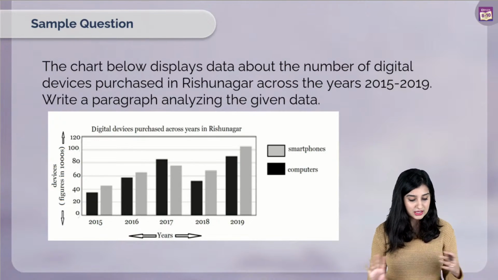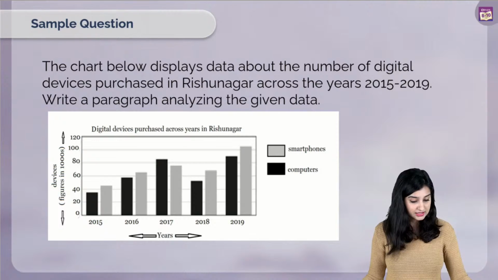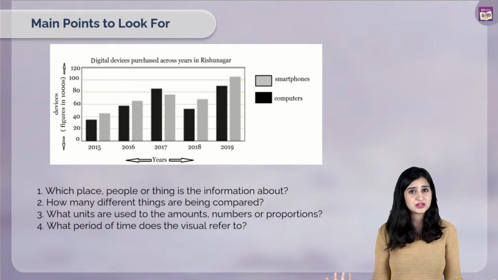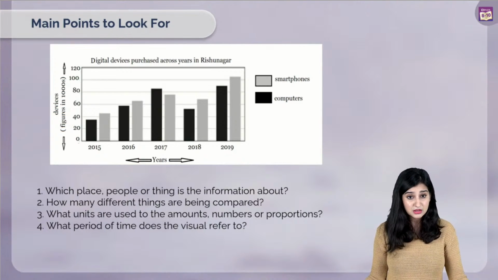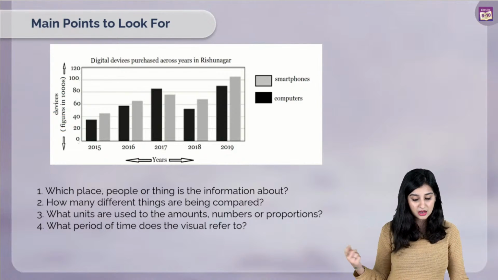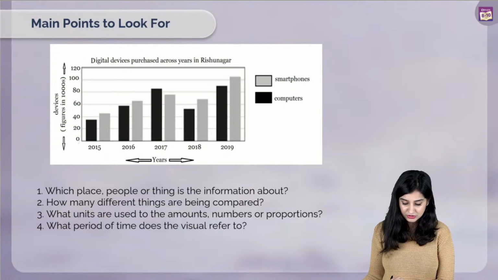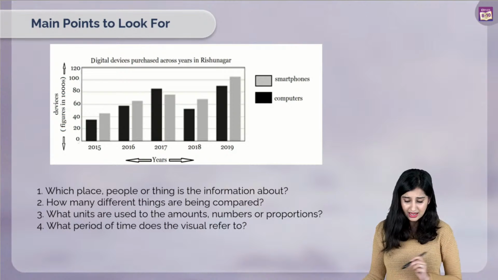So here we'll just quickly look at the bar graph and see what kind of information we need to keep our eyes out for. The first thing we'll see is which place, people or thing the information is about. What exactly is the point of the graph, why was the graph made, how many different things are being compared, so how many different elements are in the graph. Then what units are used for the amounts, numbers or proportions. And what period of time does the visual refer to.